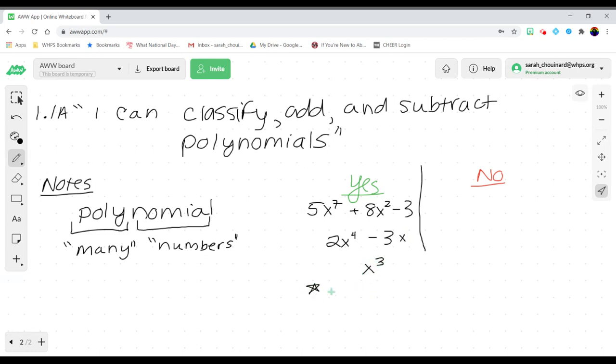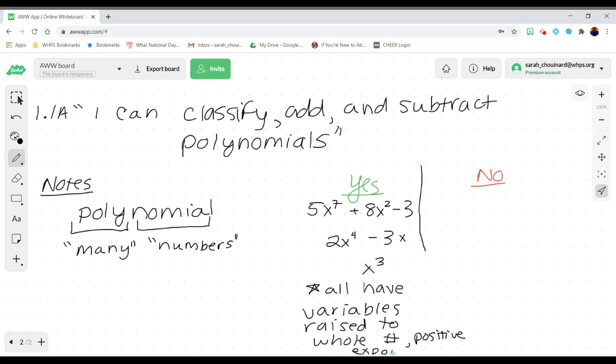What you'll notice is that they all have variables raised to whole number positive exponents. So every single term has a positive whole number exponent.